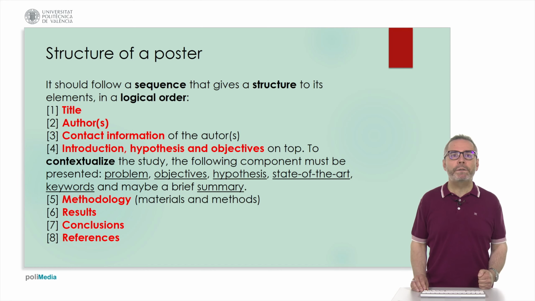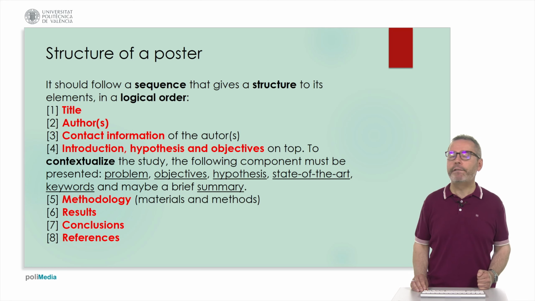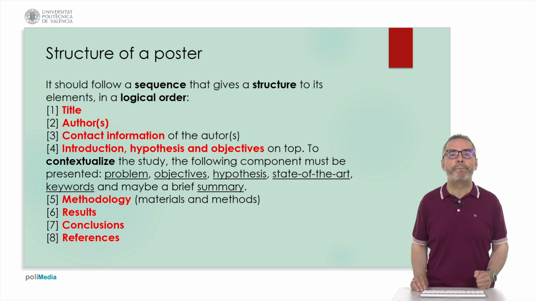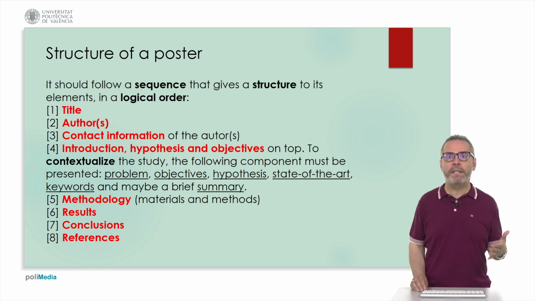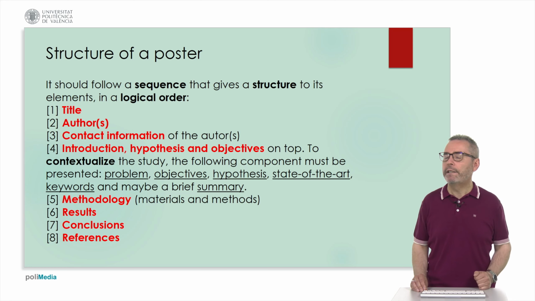Regarding the structure of a poster, although we can have different possible structures, it must follow a sequence which is logical. Here we have some of the most typical components: the title, the authors, and the contact information, of course. But in the body of the poster we find the introduction, which is a summary, the hypothesis of the problem, the objectives, and we can also contextualize the poster through the statement of the problem, if there's a problem, the objectives, the hypothesis, as we said, the state of the art, some keywords, and probably a summary.